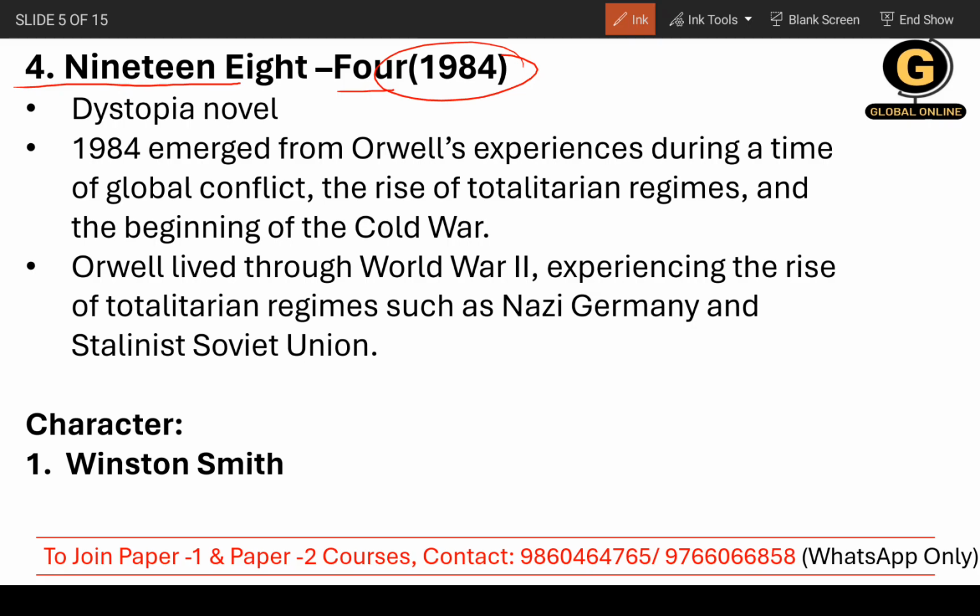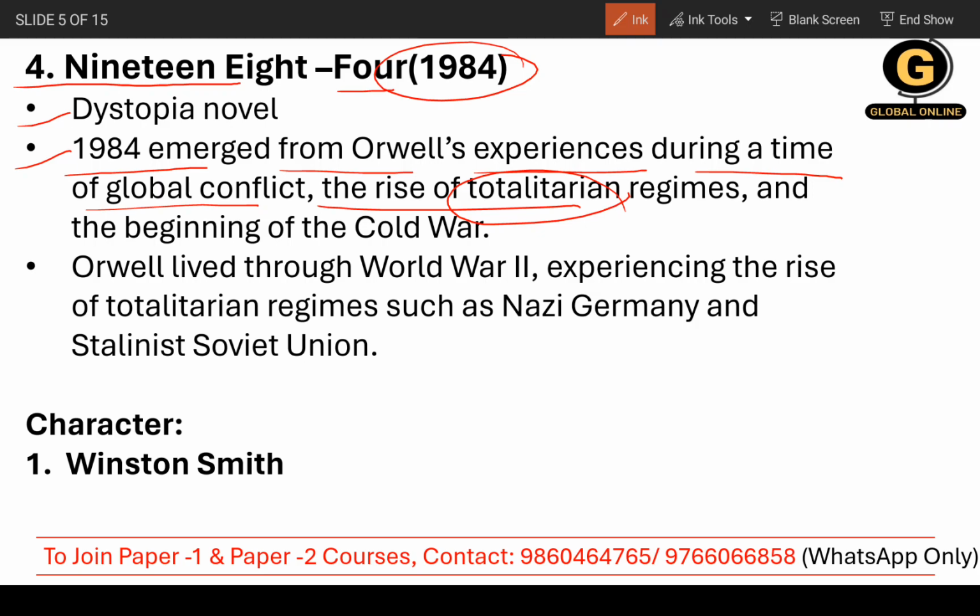But the background is very important, so you need to understand. Let me tell you that. It's a dystopian novel, first thing. 1984 emerged from Orwell's experiences during a time of global conflict. Okay, so he wrote it when he was actually experiencing the global conflict, the rise of totalitarian regimes.